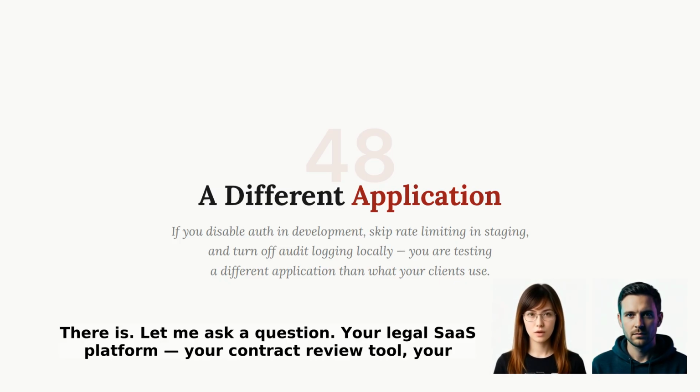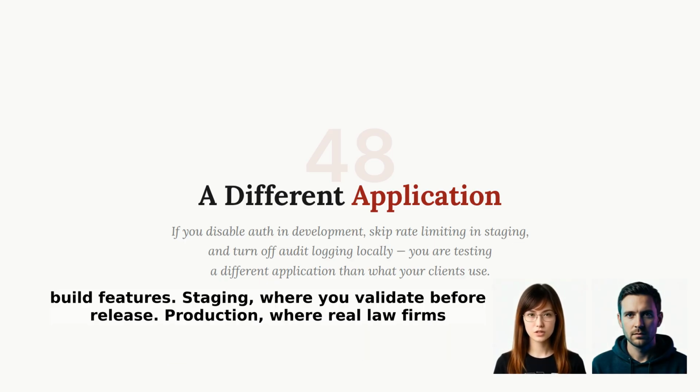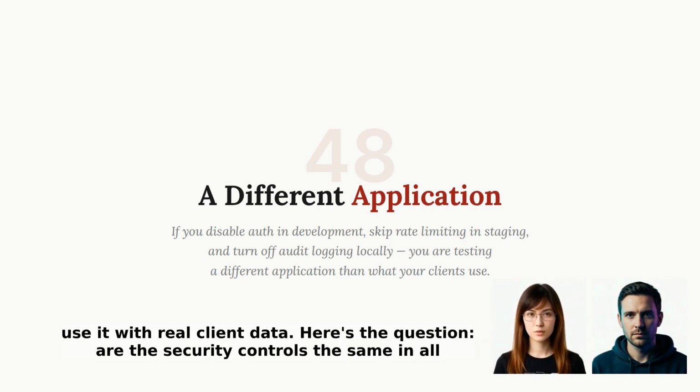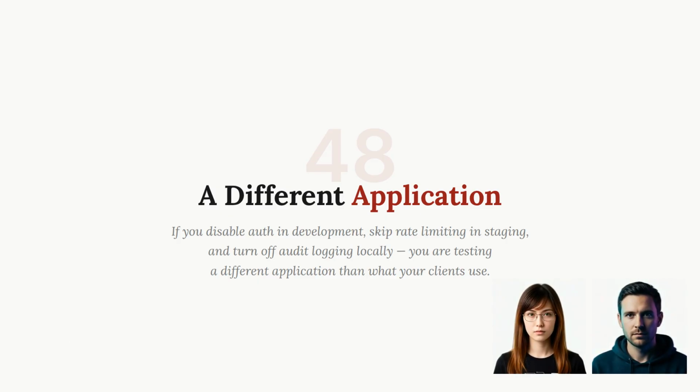Your legal SaaS platform, your contract review tool, your case management system runs in multiple environments. Development, where your engineers build features. Staging, where you validate before release. Production, where real law firms use it with real client data. Here's the question. Are the security controls the same in all three? Ugh. I suspect the answer for most teams is no.